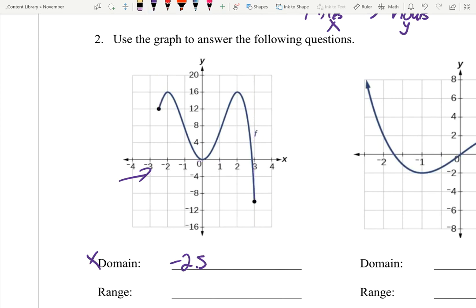Now, both of these points are closed circles, so they both equal: negative 2.5 less than or equal to x, less than or equal to 3. I'm going to write it just this way because that's how it's written on the quiz.